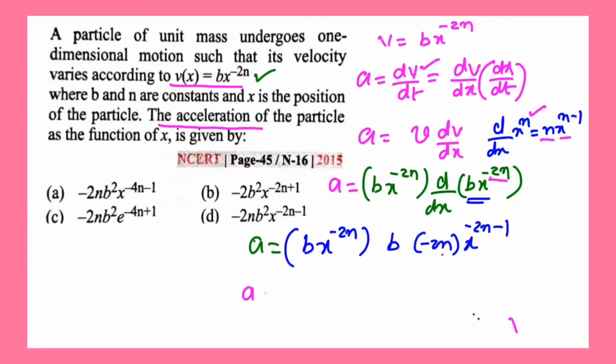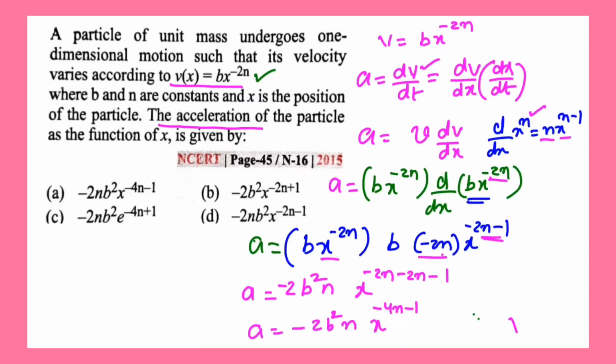So therefore a is equal to b square, and this minus 2n you will write like this: minus 2 b square into n, x power of minus 2n, and again you write this value here. Because here also it is x power, you will add them, that means minus 2n minus 1. Therefore a is equal to minus 2 b square n x power of minus 4n minus 1. So like this you are getting the value of acceleration here. You can just see what is going to be your correct option. I think the correct option is going to be the first option. Thank you very much. Have a nice day.